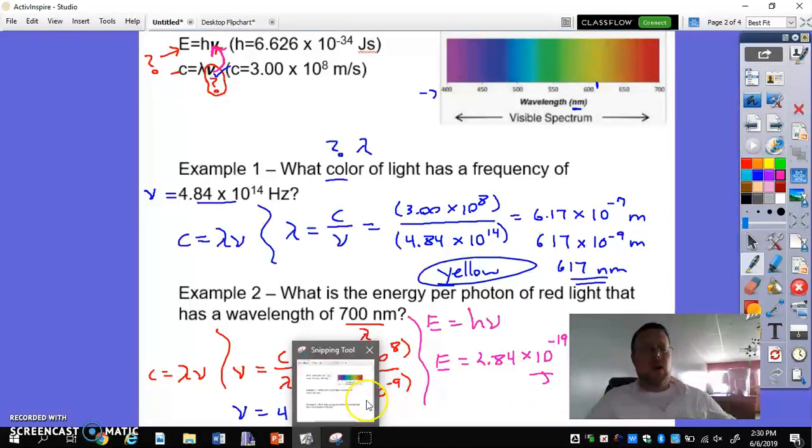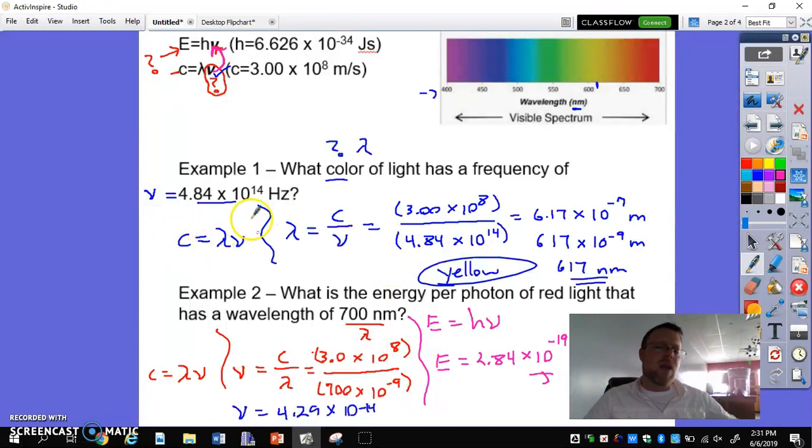All right, so here was a wavelength-frequency problem. Here was a problem that actually used both equations and related all three variables: the frequency, the wavelength, and the energy. Hopefully that was helpful for you in terms of understanding how to deal with calculations relating to the energy, frequency, and wavelength of visible light.